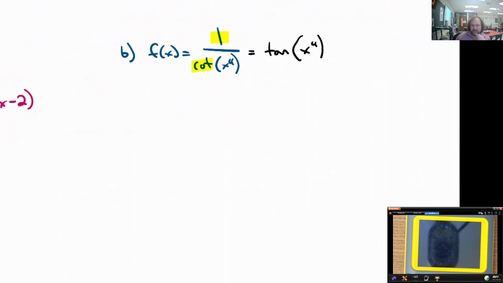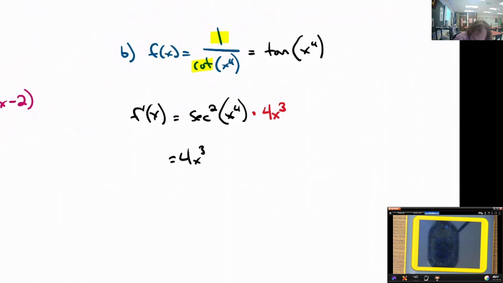So let's make this problem a lot easier for ourselves by applying just a little bit of trig there at the front. So now your derivative is a lot easier because the derivative of tangent is secant squared of x to the 4th. And we need to multiply by the derivative of the inside part, which is 4x to the 3rd. And I believe that is the answer. 4x to the 3rd times the secant squared of x to the 4th. And that will do it.